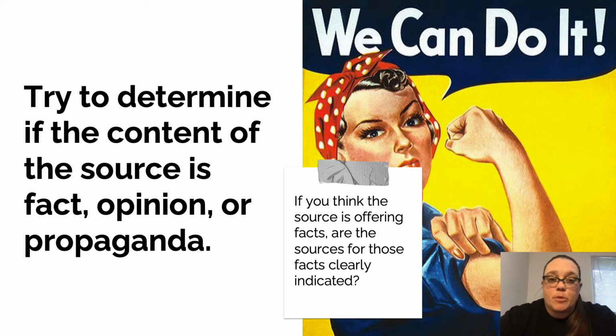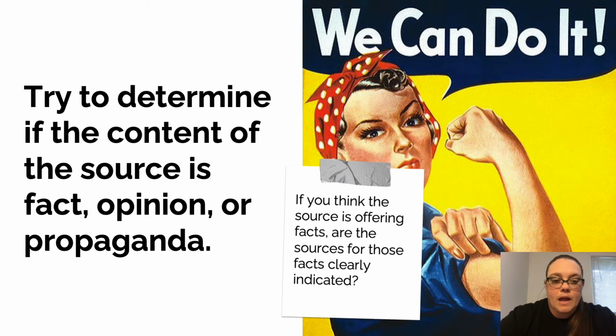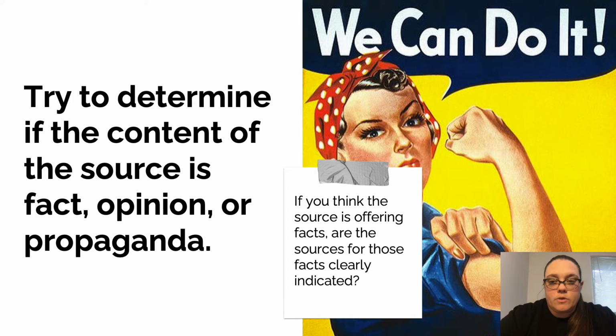You'll also want to try to determine if the content of that source is fact, opinion, or propaganda. So this will take some evaluation on your part. Do you think the source is offering facts? Are the sources for those facts clearly indicated? If they're not clearly indicated, that's usually a good sign that perhaps the publication is not sharing everything with you, or perhaps they are motivated by their own agenda. So consider that. And again, if you think the source is offering facts, make sure the sources for those facts are indicated very clearly.